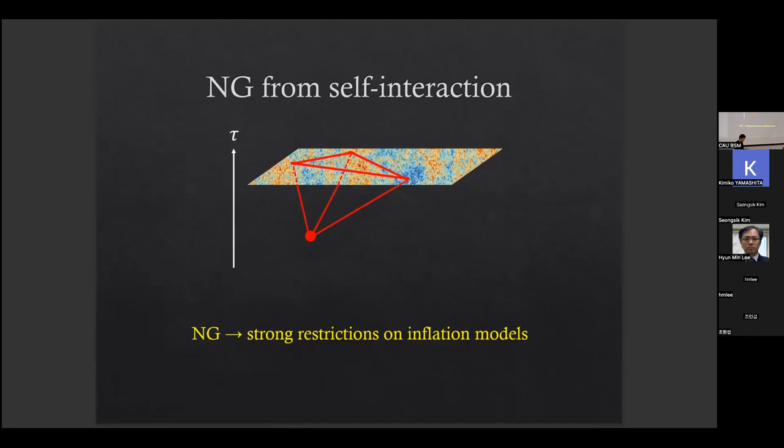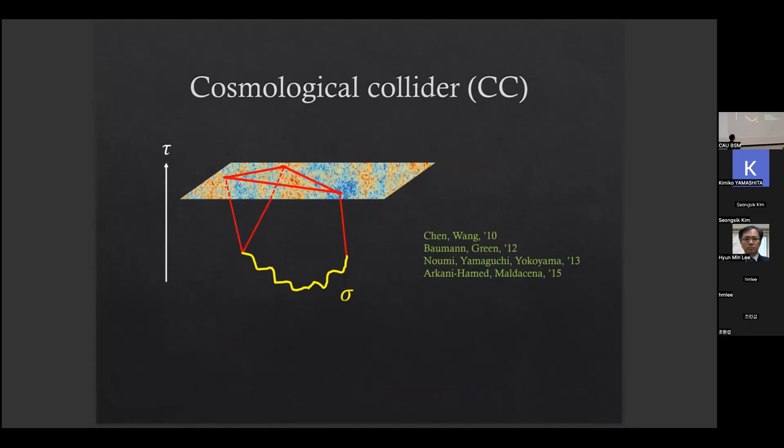And my topic is more actually. Recently, people are interested in the so-called cosmological collider program, which I will discuss in the next slide. So far I focused on the self-interaction of the curvature perturbation, but you can have this kind of diagram. In the early universe, a new particle, the sigma particle, is created and it decays to the curvature perturbation. Actually, it turns out if this kind of process really occurs, then you can get a non-trivial observational consequence on the non-Gaussianity.